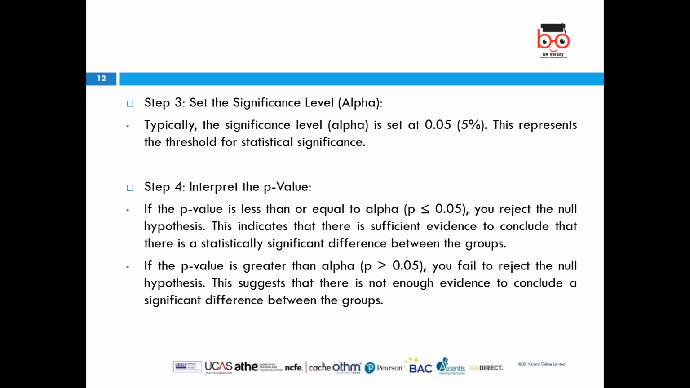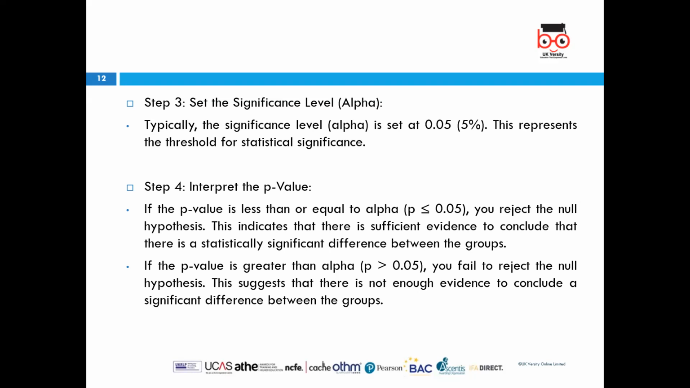So the third step is setting the significance level, which is the alpha. So the alpha is set at 0.05 or 5%. So any statistically significant results will have to show less than 0.05. So this represents the threshold for statistical significance.